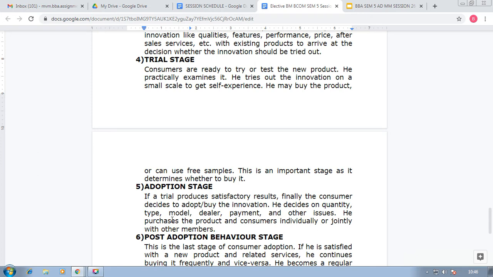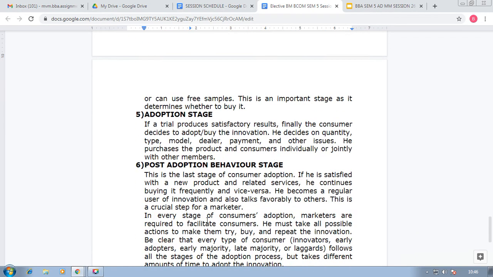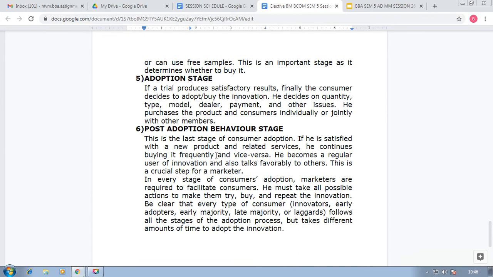સો કન્ઝ્યુમર ફાઇનલી અડોપ્ટ ધ પ્રોડક્ટ્સ હિયર ઇન ધીસ અડોપ્શન સ્ટેજ, ટેકિંગ ધીઝ ઓલ ડિસિઝન્સ રિલેટેડ ટુ ધી પ્રોડક્ટ ક્વોન્ટિટી, ટાઈપ, મોડલ, ડીલર, પેમેન્ટ એન્ડ અધર ઇશ્યુઝ. એન્ડ ફાઇનલી ઇન ધ 6th સ્ટેજ, ધીસ ઇઝ પોસ્ટ અડોપ્શન બિહેવિયર સ્ટેજ. અડોપ્ટ તો કરી લીધો, ખરીદી લીધું, ઘરે લઈ આવ્યા, પછી શું સ્ટુડન્ટ્સ? હવે આ અડોપ્શન ટ્રેસ કઈ રીતે માર્કેટરને બહુ ઇમ્પોર્ટન્ટ હોય, કઈ રીતે માર્કેટર્સને બહુ ઉપયોગી છે.